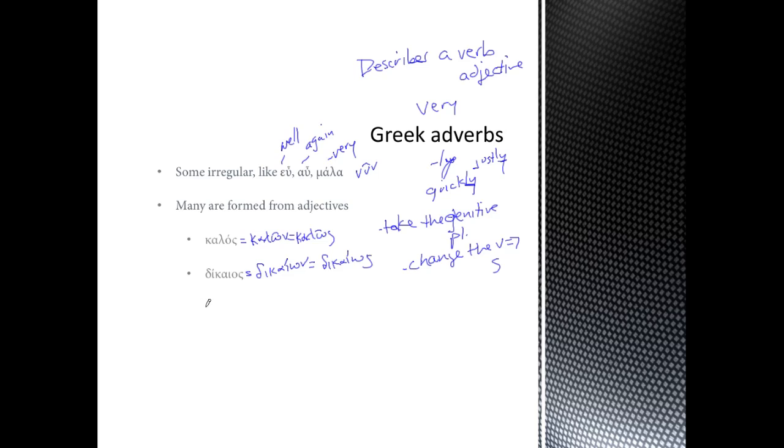So justly. Or unjustly, adikos, when we take the genitive plural, adikon, and we're going to change that nu to a sigma, adikos, unjustly. So accent stays the same from the genitive plural, we're just changing the nu to a sigma. So some have to be memorized, others can be derived from the adjective.